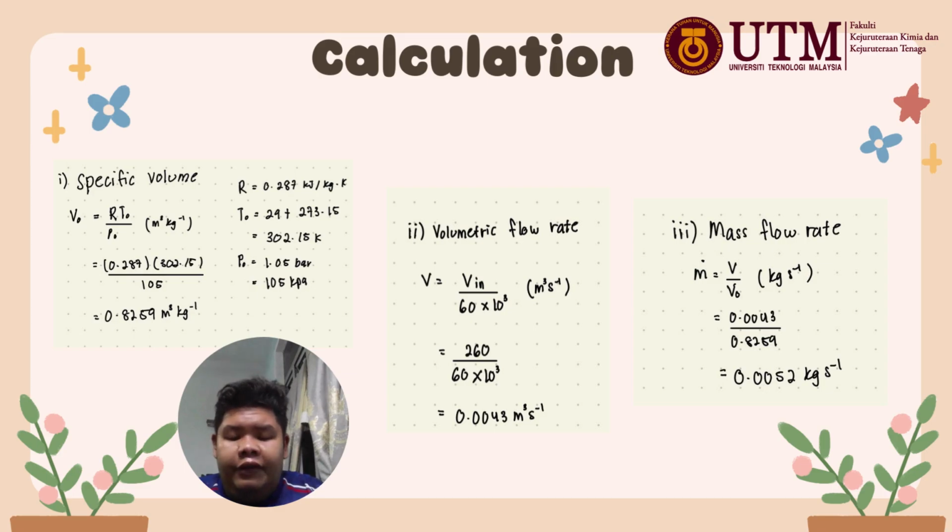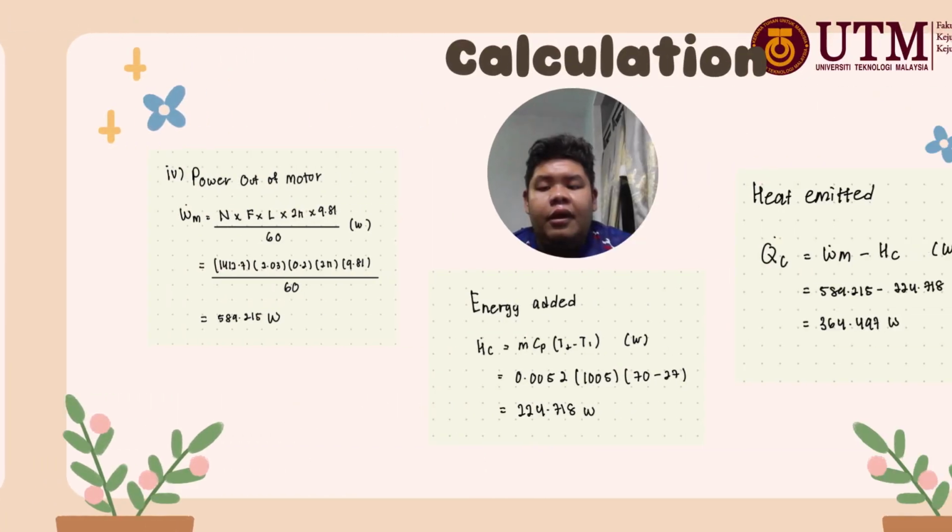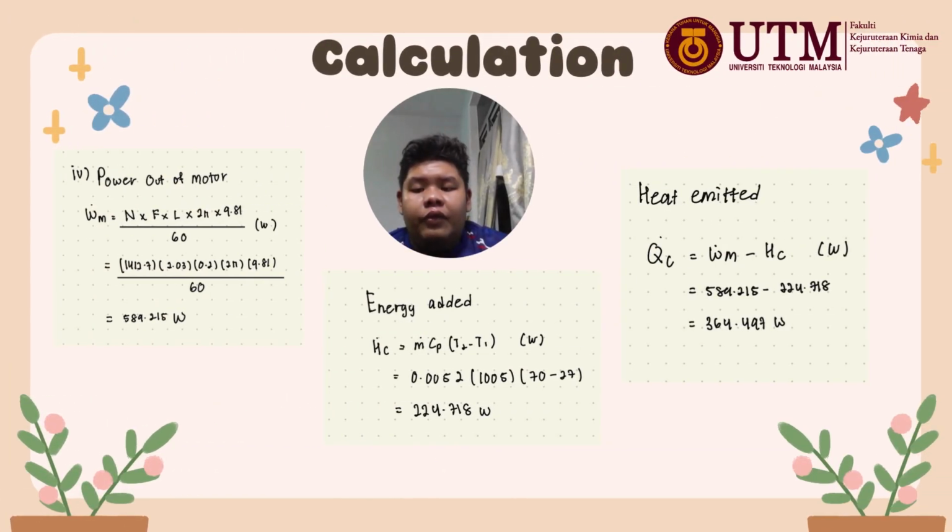On the first table of results, we can also calculate the mass flow rate, where the formula is m equals V over V naught. And the answer we get from the table is 0.0052 kilogram per second.